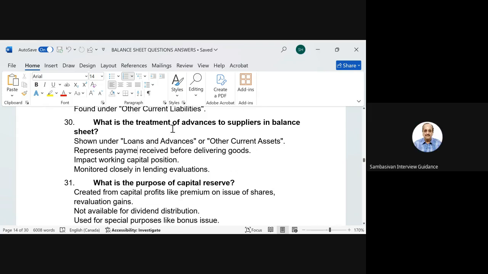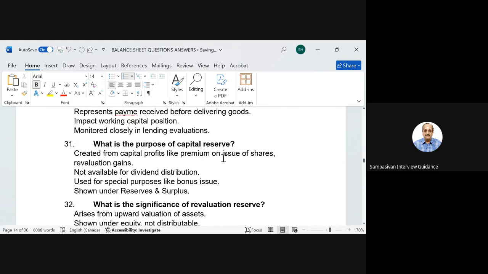What is the treatment of advances by suppliers? Sorry, by buyers, customers. By customers. Correct. Yeah, that's right. You are right. 100% correct. Now, 31, Atul.